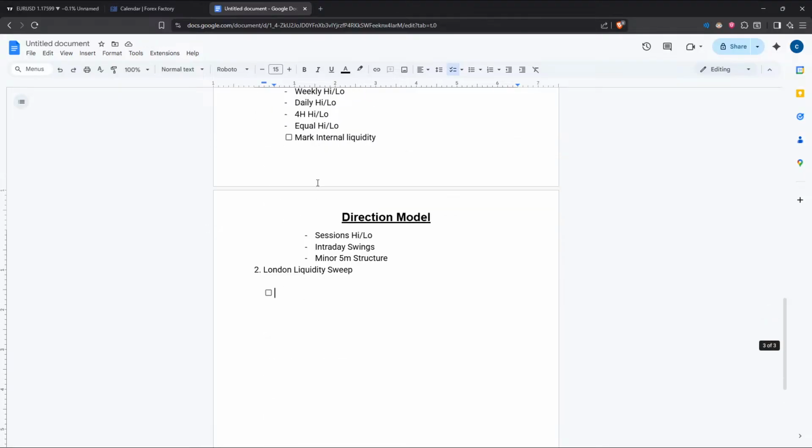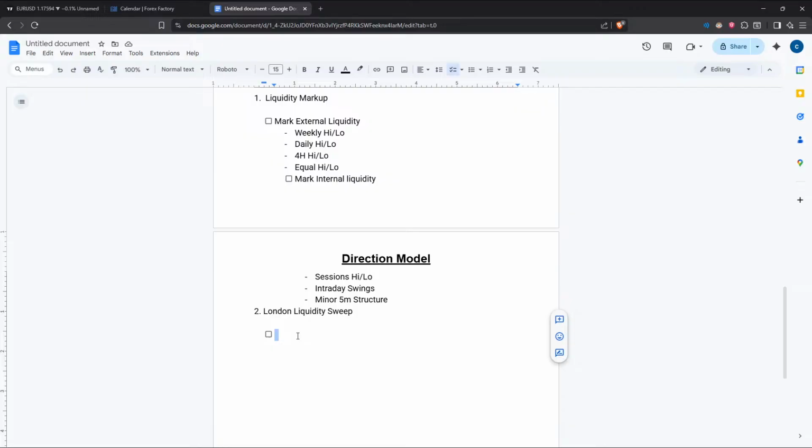Okay, cool. I'm going to have to do this a little bit differently here because I have to give cases. So: tick if London swept Asia highs. Tick. I'm just going to copy this. Low, and low. Stayed in Asia range. Okay, so these are going to be cases instead.